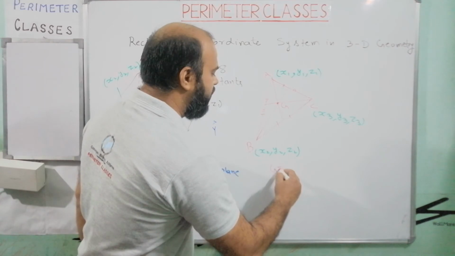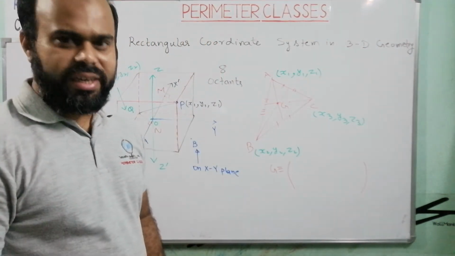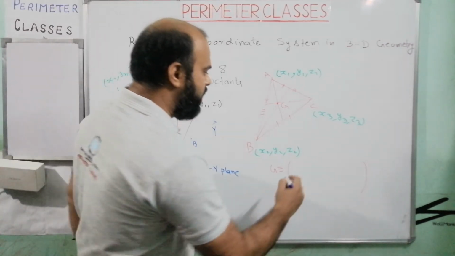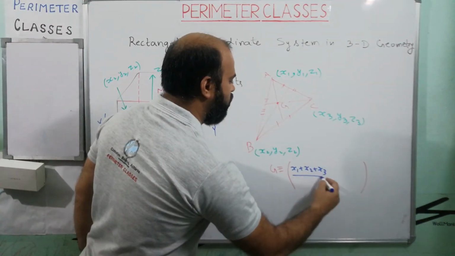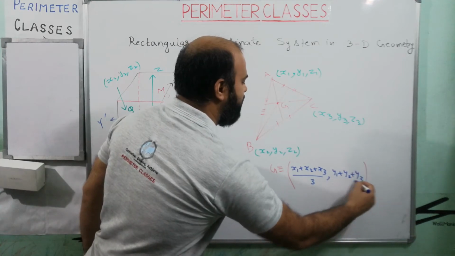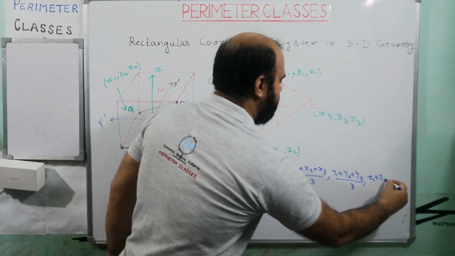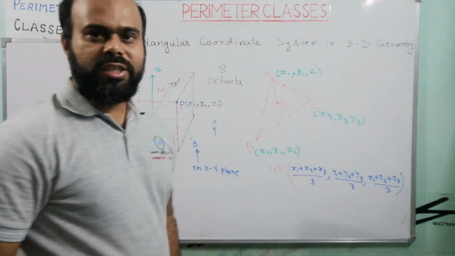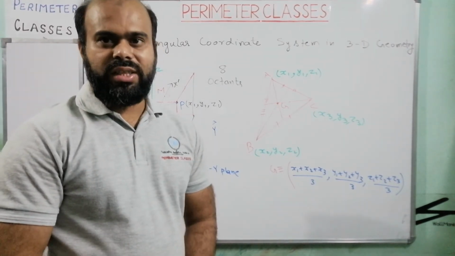So what will be the coordinate of G? It will be almost similar to what we studied in two-dimensional geometry. So this will be (x1 + x2 + x3) upon 3, then (y1 + y2 + y3) upon 3, and then (z1 + z2 + z3) upon 3. So this is the centroid. I will conclude this lecture with a question.